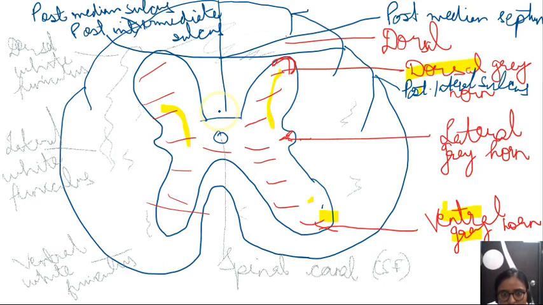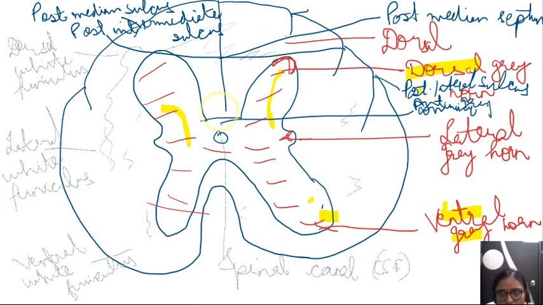Yes, Hana? So if we see, this on the posterior side is a commissure because it is connecting the two sides. Fine. I told you left and right. So which commissure? Anterior gray commissure.